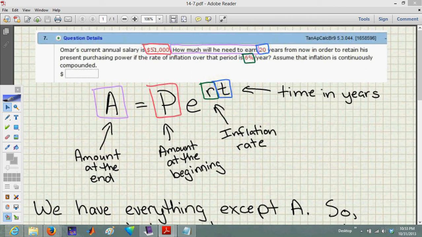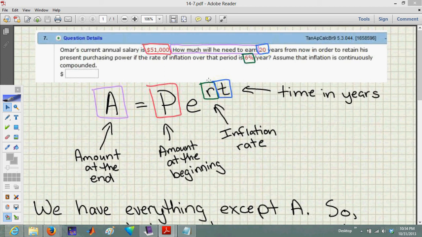Well, his current salary is $51,000. So that's what we're going to plug in for our P. R, our inflation rate, well, here we have it. It's 6%. And here's where I give you the super duper big red flag warning. When we are looking at inflation rates and when we're looking at interest rates, your tendency is going to be to see that there's a 6 here and you're going to want to plug in a 6 for that R. Don't do it. Do not do it. Do not do it.